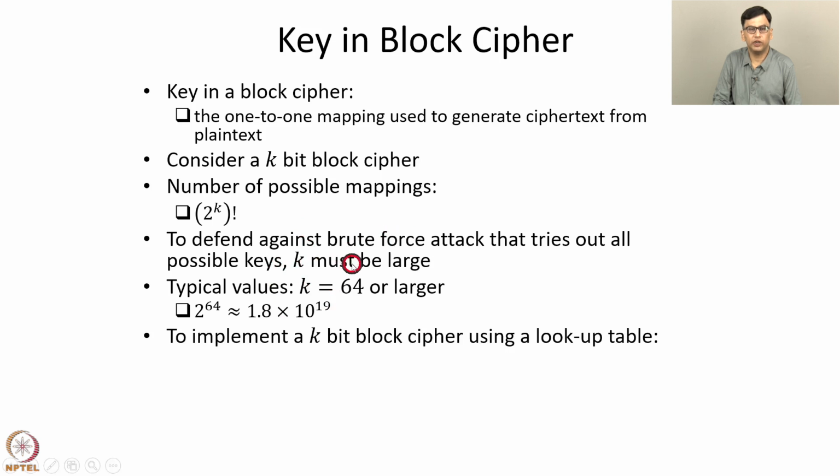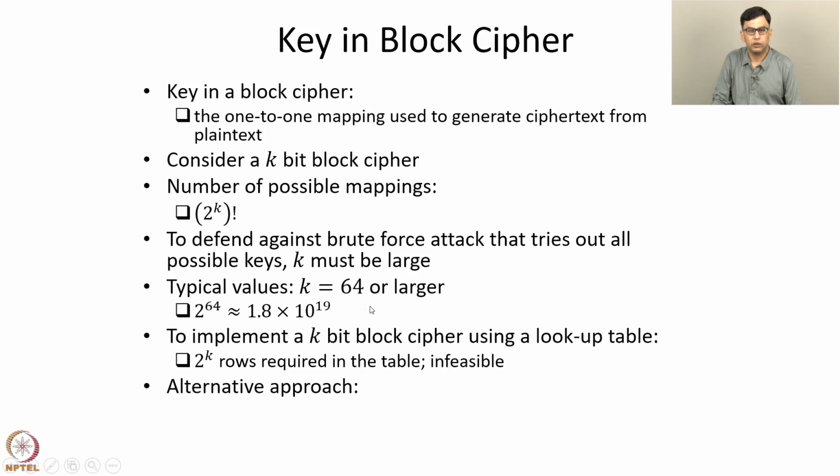To implement a k-bit block cipher using a lookup table like the one on the previous slide, we would require 2 to the power k rows in the table. So if k is 64, then we would require of the order of 10 to the power 19 rows in the table. That is infeasible for values of k used in practice. Hence we use an alternative approach to map the plaintext to the ciphertext.